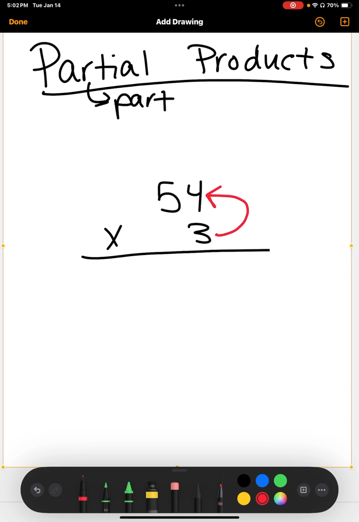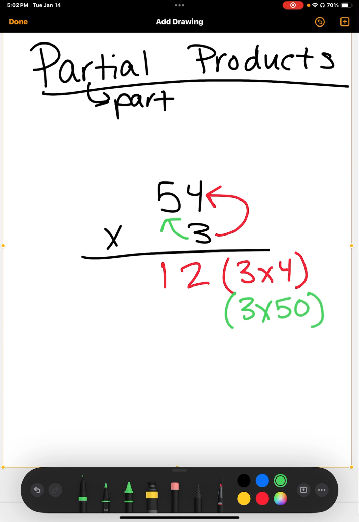We're going to multiply 3 times 4. 3 times 4 is 12. The next thing we're going to do is multiply the tens. 3 times 5. However, this 5 is not just a 5, it is a 50. 3 times 50 is 150. The last thing that we have to do is take these partial products. Again, 12 is part of the answer. It's one product. 150 is another product that we got. It's part of the answer also. We need to combine this together.